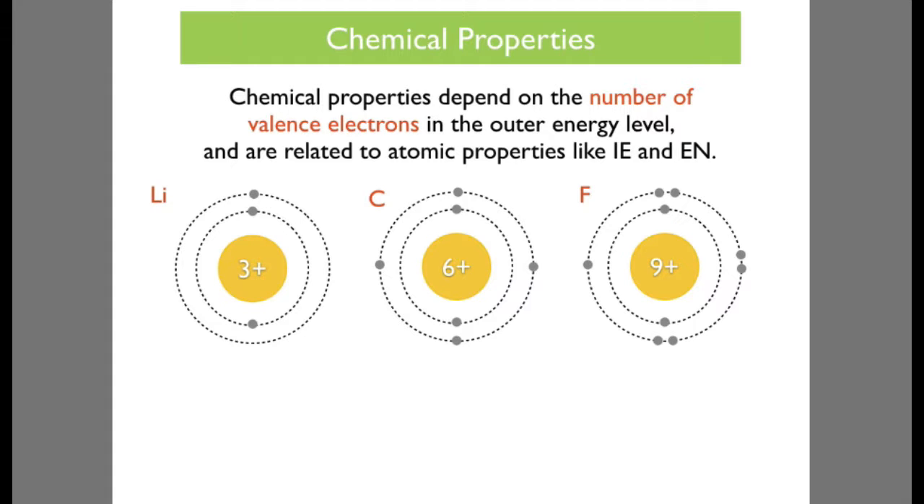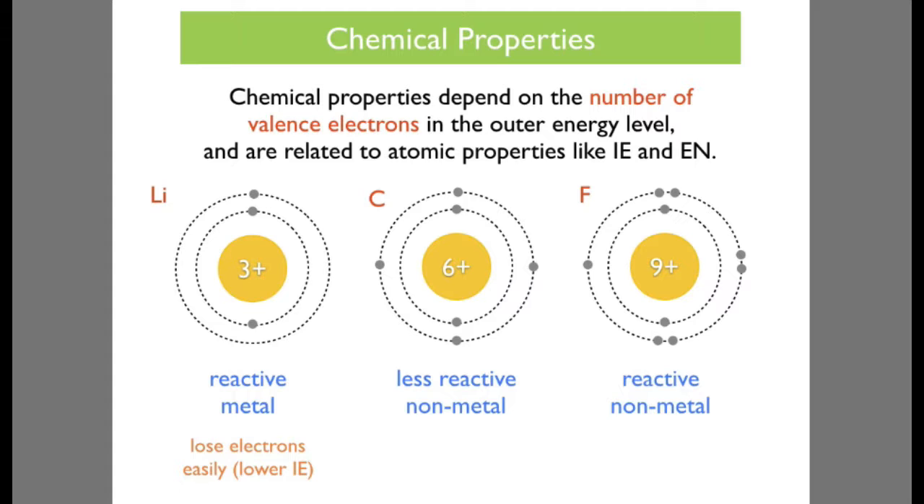We've got lithium, carbon and fluorine here. Lithium is a very reactive metal, fluorine a very reactive non-metal, and carbon somewhere in the middle. It's a less reactive non-metal. Lithium can lose electrons easily because it's got a low ionization energy. Fluorine gains electrons easily because it's got high electronegativity. And again, carbon is intermediate. It has intermediate ionization energy and electronegativity.